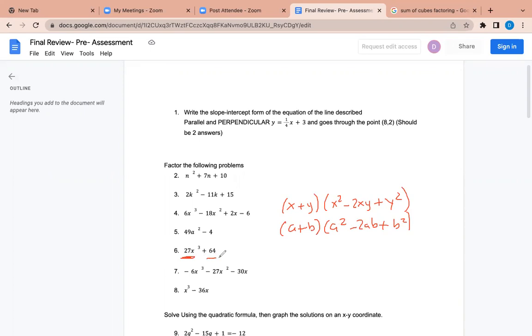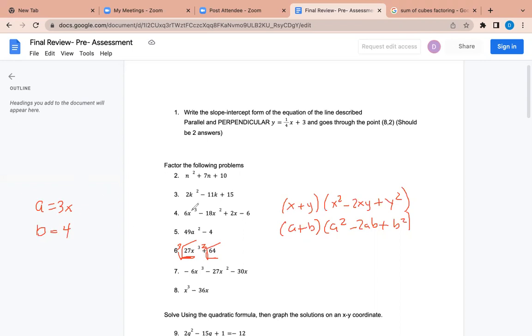So remember, this is a difference of cubes. So you get the cube root of both. And the cube root of this term will be the a, so that's going to be 3x. And the cube root of this is going to be 64, so b is equal to 4. Remember, 64 is both a cube and a square, it's rare, because it's 4 to the third power, and it's also 8 to the second power.